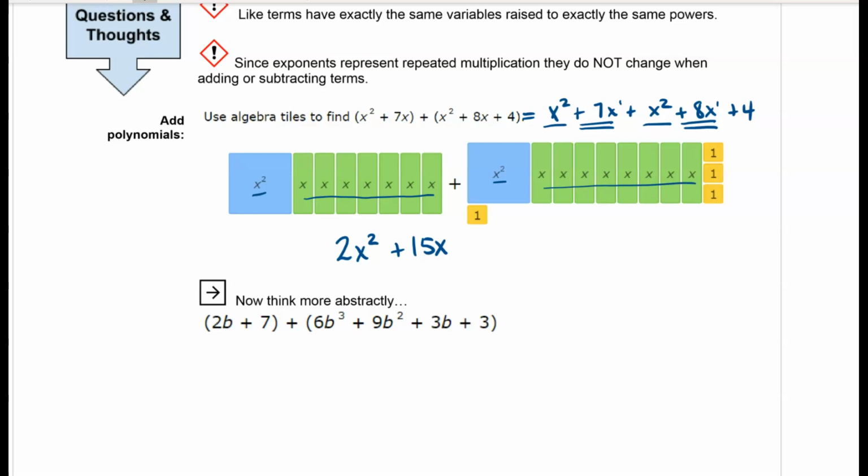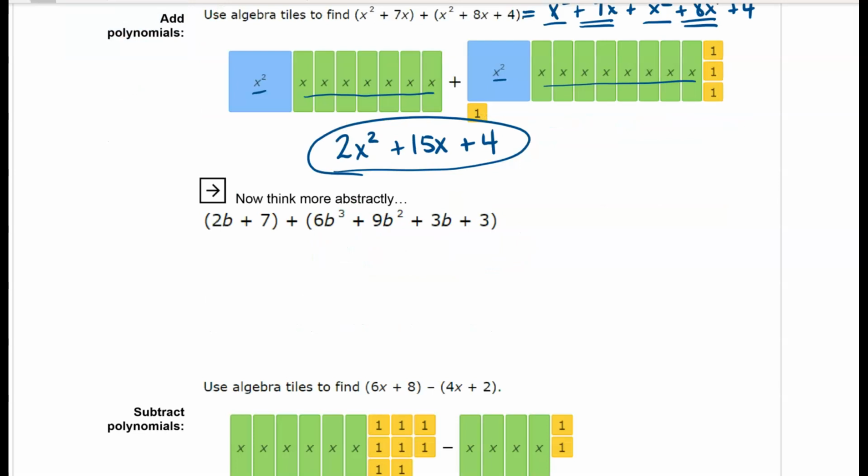We know if it's just x, then it's x to the first power. Now I still have these 4 units. My first polynomial didn't have any units, and the second polynomial had 4 units. So we need to bring down those 4 units. This is the simplified polynomial that represents all of those shapes.